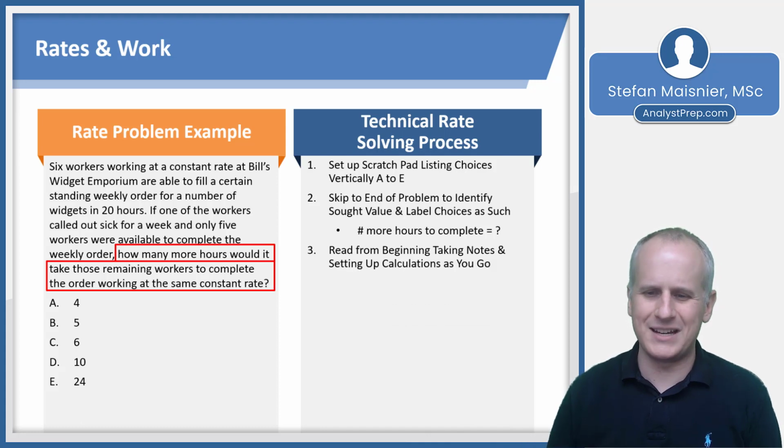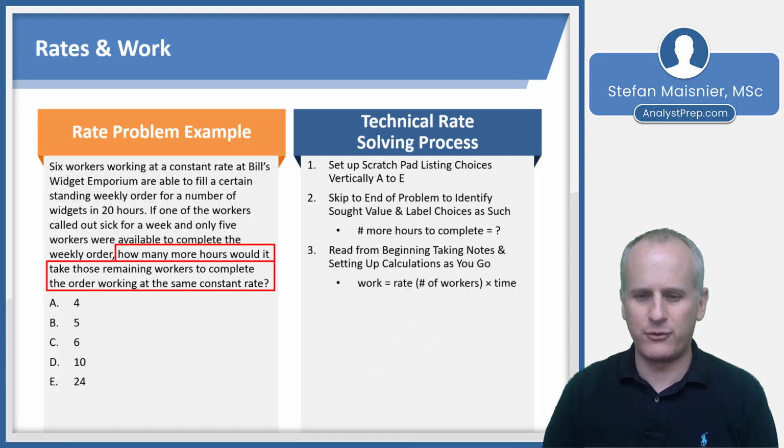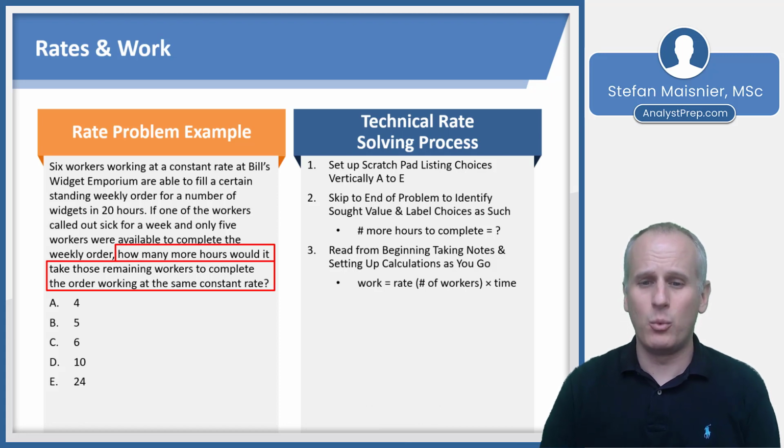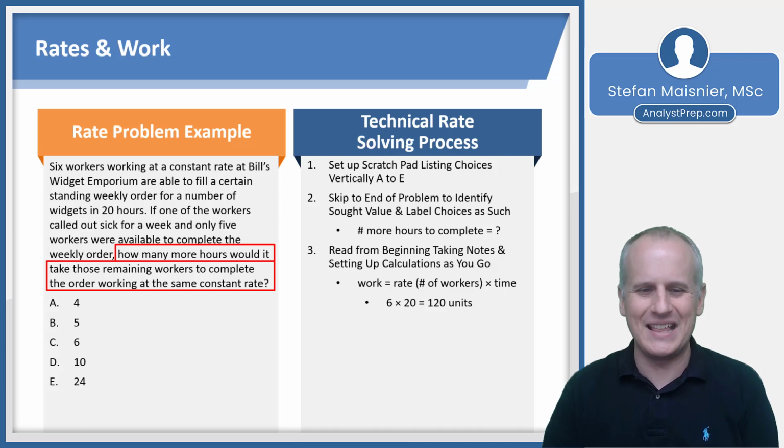Then we read from the beginning, taking notes and setting up calculations as we go. Six workers working at a constant rate at Bill's Widget Emporium are able to fill a certain standing weekly order for a number of widgets in 20 hours. So we know that the formula is work equals rate times time. In this case, the workers stand in as the rate. So 6 workers times 20 is going to be 120 units completed in those 20 hours, abstractly.